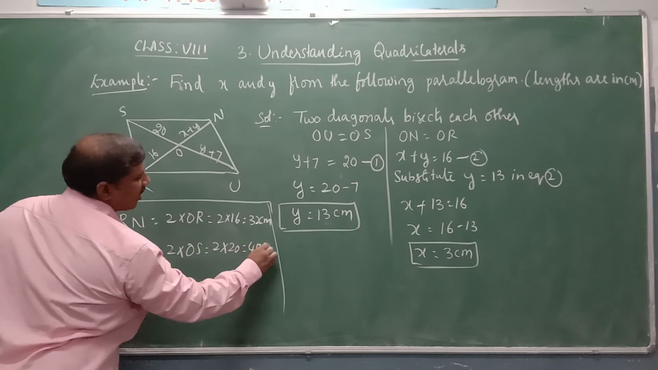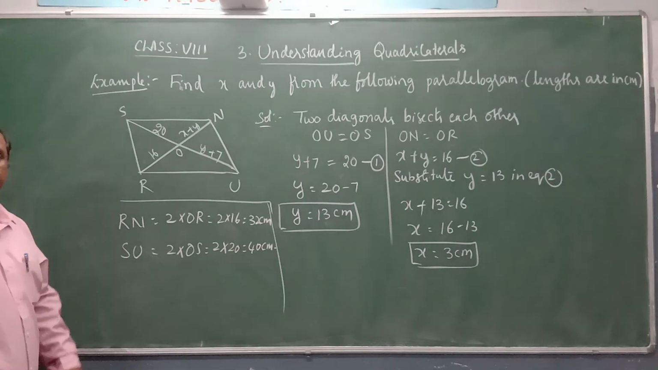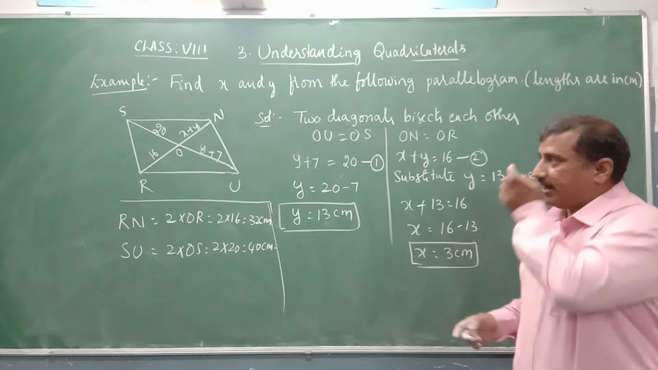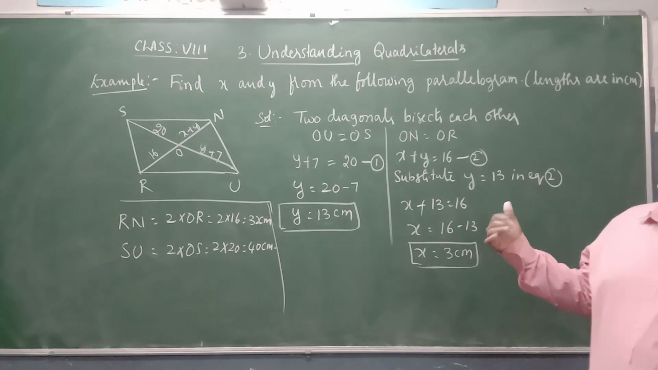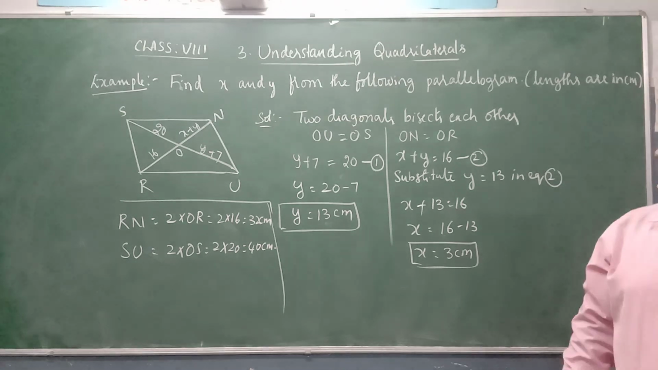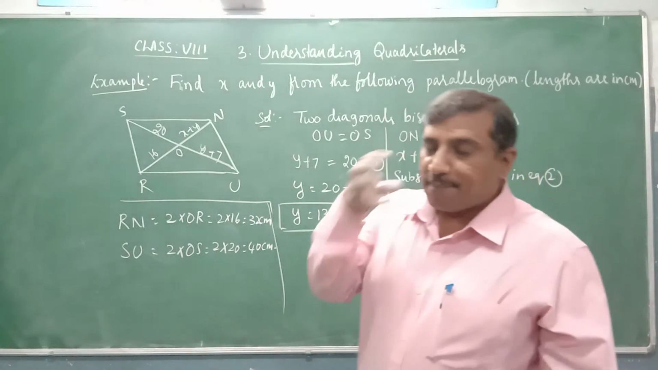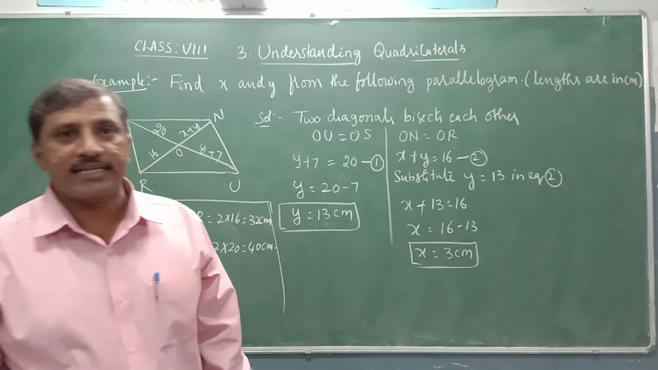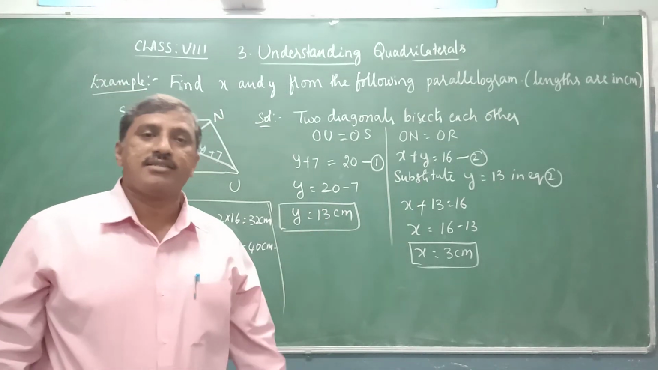Like this, if they ask you to find the diagonals, we can find them by doubling the length of the equal parts. We will get the lengths of the diagonals. Like this we will apply the properties of parallelogram to find the unknown things. Is it clear, children? Thank you very much.